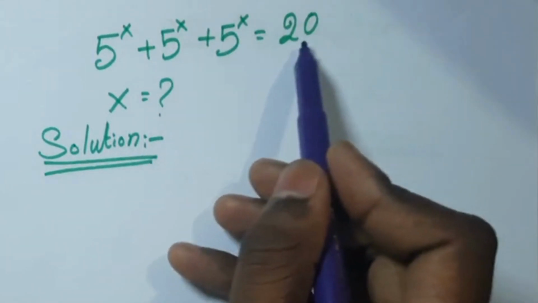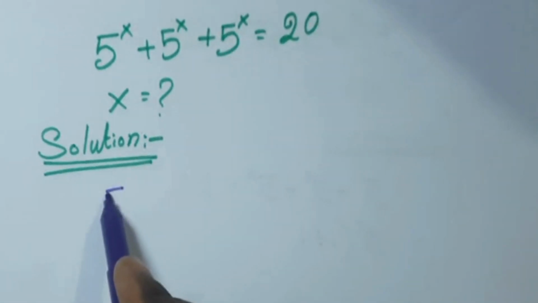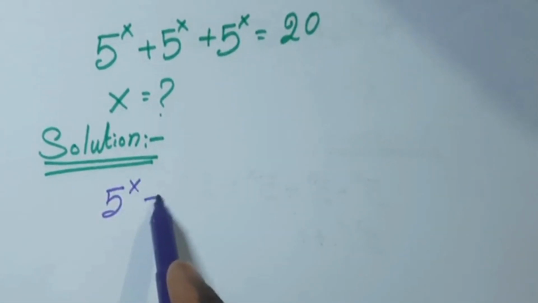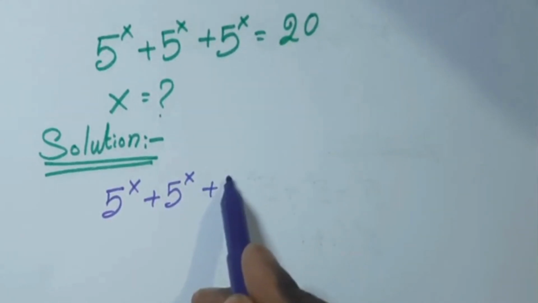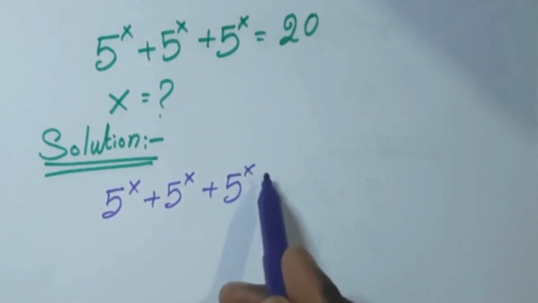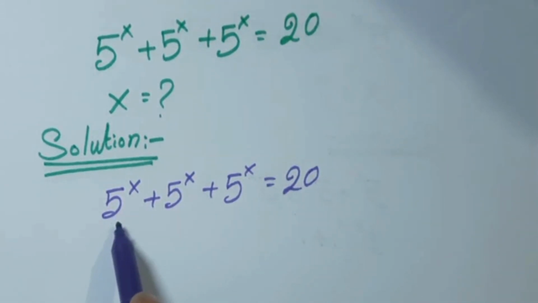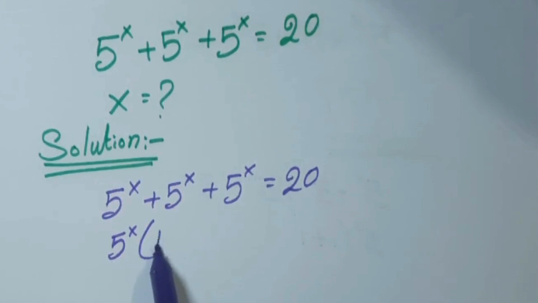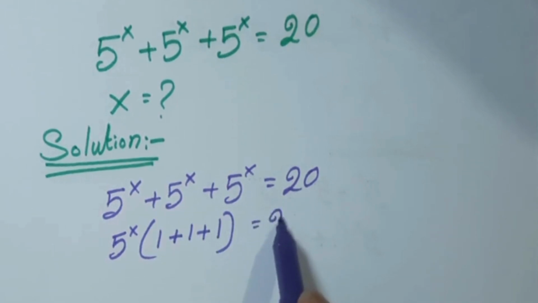Today we are going to solve this equation to find the x. Solution: 5 to the power of x plus 5 to the power of x plus 5 to the power of x equal to 20. Now we are going to take 5 to the power of x as common. 5 to the power of x, open bracket, 1 plus 1 plus 1, close the bracket, equal to 20.